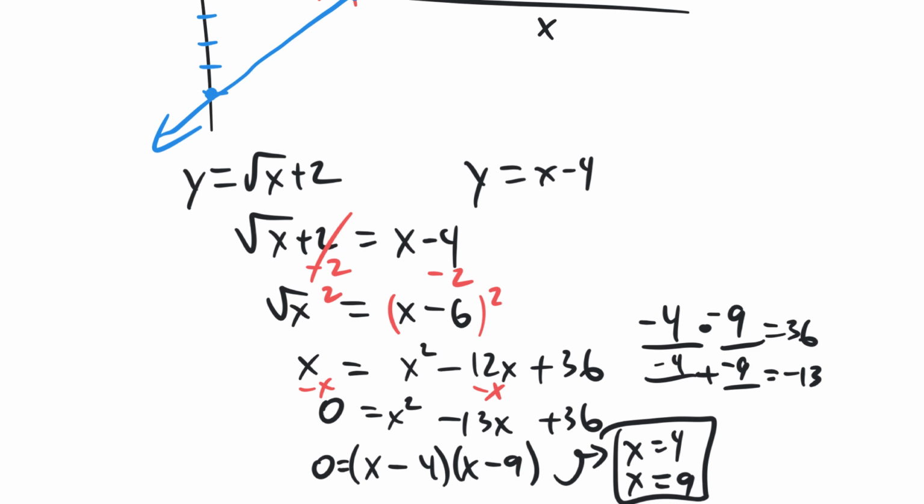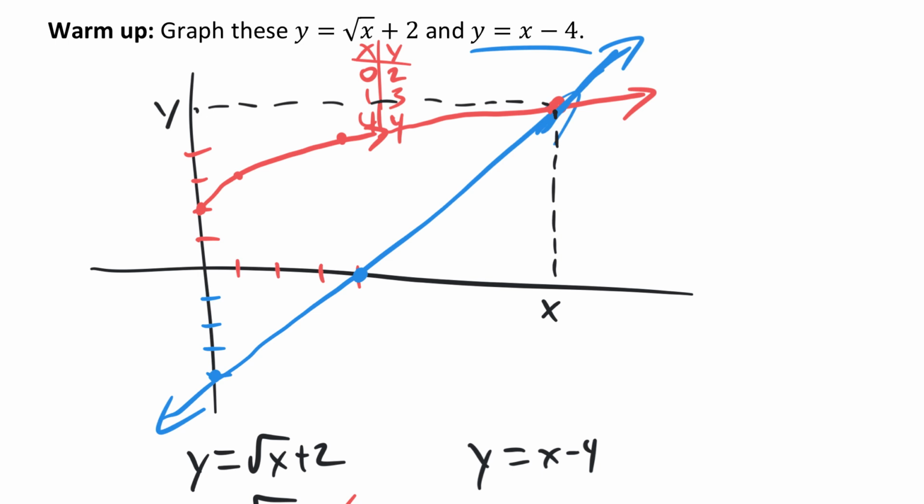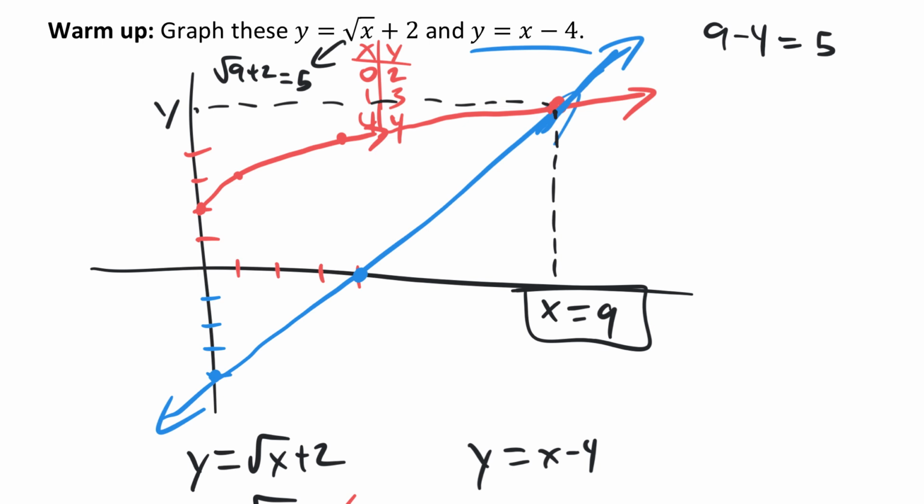Okay, but wait a minute. If we go back on our graph, I guess this one probably does look like x equals 9. And if we check it out, we could plug it in here. So 9 minus 4 equals 5. And over here, square root of 9 plus 2 equals 3 plus 2 is 5. Yeah, so the y value is 5, the x value is 9. So at the point 9, 5, maybe let me just move that over here. Yeah, we've got a point of intersection here at the point 9, 5, right there.